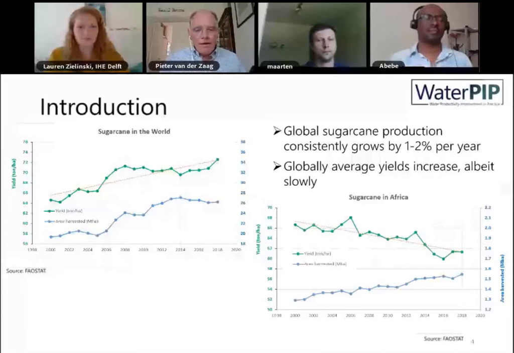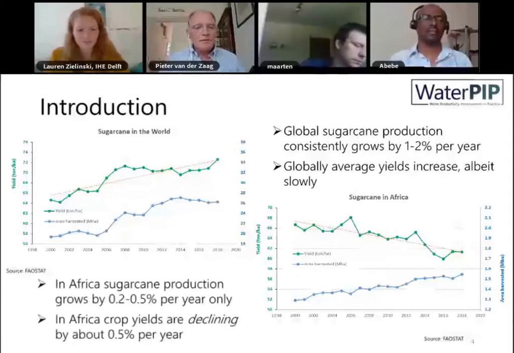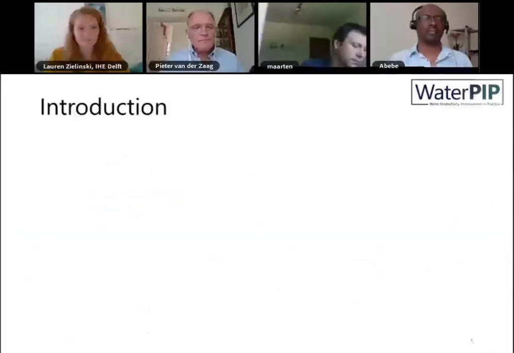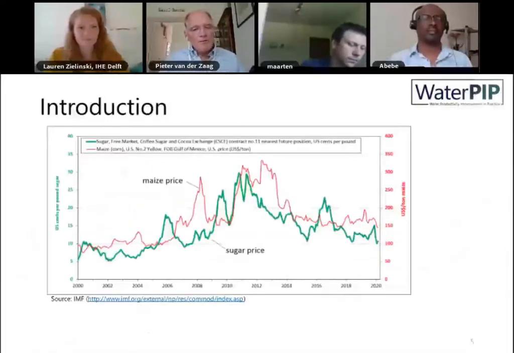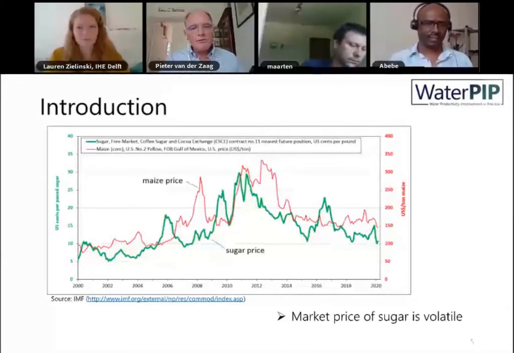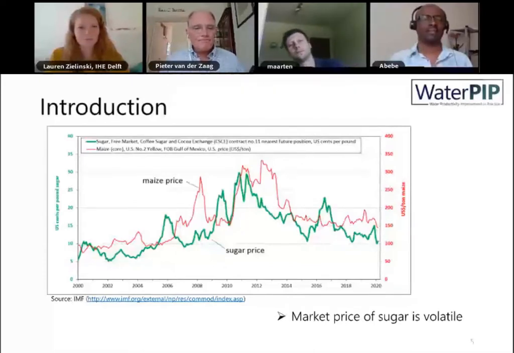Now, in Africa, we see also the expansion of the area cultivated and harvested. But unfortunately, we see that there is a decrease in crop yields. So something has to be done. And then one more fact, perhaps of interest: the green line here is the sugar price, world market price, and the red line is the maize price for comparison. So the market price of sugar is very volatile.